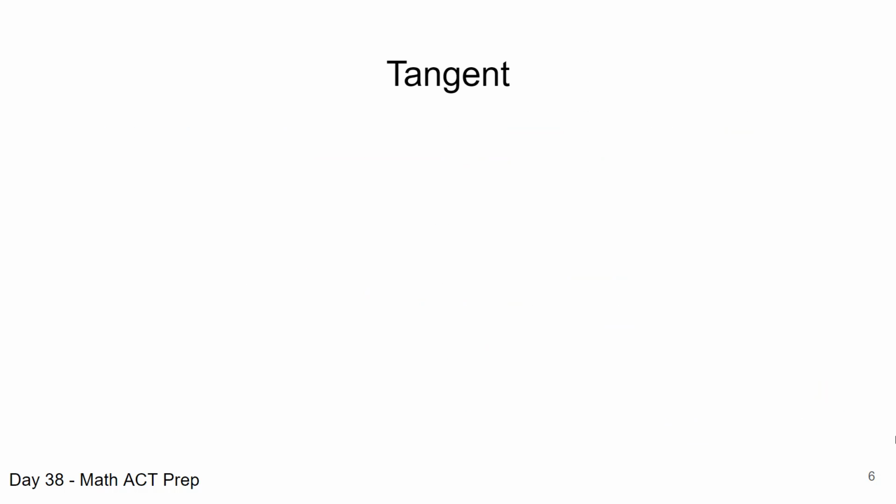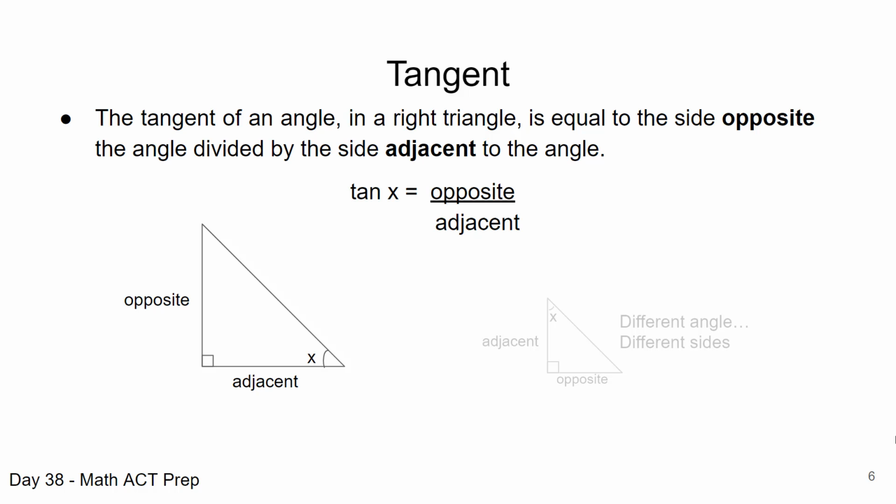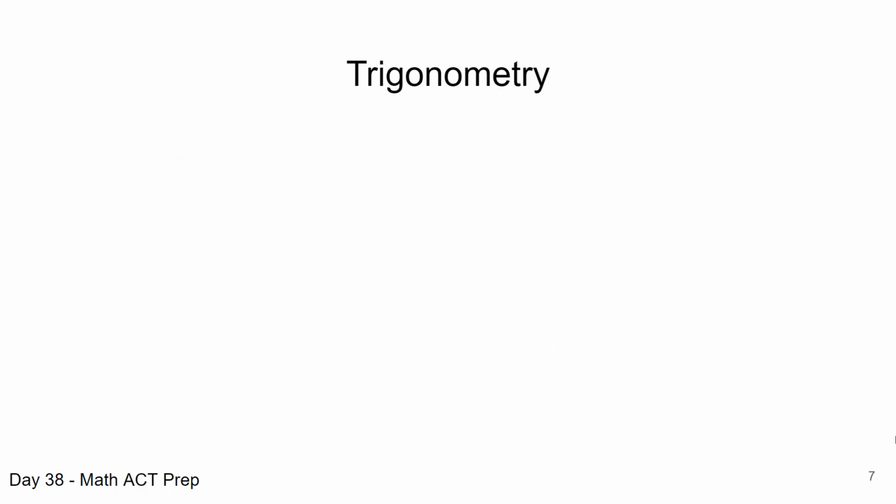Our third trigonometric function that we're going to look at is tangent. The tangent of an angle, again in a right triangle, is equal to the side opposite the angle that we're talking about divided by the side adjacent to the angle. So tangent is opposite over adjacent. And again, here is our picture. If we're talking about the angle labeled x, we have our side length opposite and then the side length adjacent. Again, if we change up which angle we're talking about, we're actually going to flip our opposite and adjacent. Different angles, different sides. Tangent has to do with opposite and adjacent.